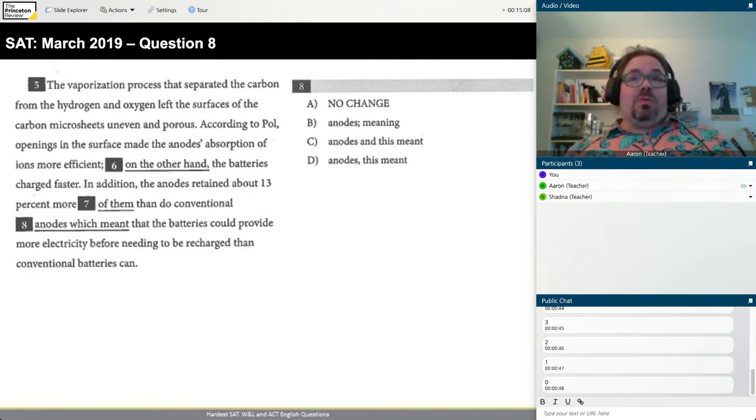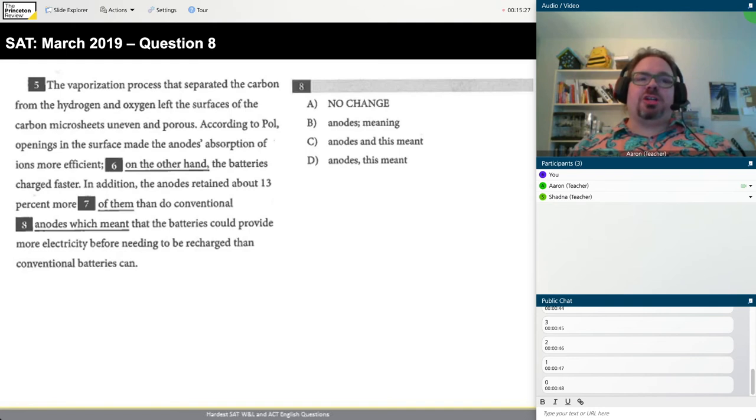So now we're going to look at another question. This one has a couple of different things going on. First of all, there's no actual question. This is what we at the Princeton Review like to refer to as a proofreader question. Your job is not to do anything specific based on the question because, well, there is no question.